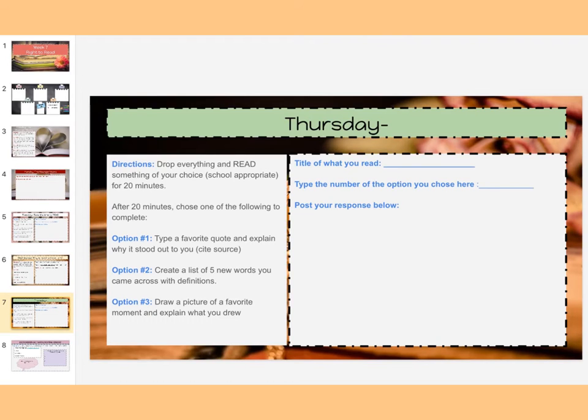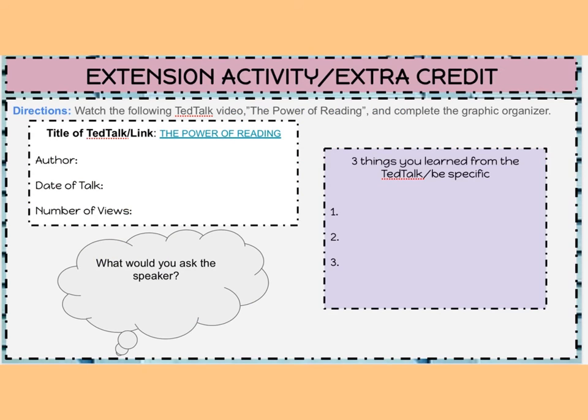So Thursday is the same activity as Tuesday, where you just drop everything and read for 20 minutes. And you choose what you're going to read. And then you have the same 3 options: a favorite quote and explain it, 5 new words with definitions, or draw a picture of your favorite part. So you're going to do that over here.